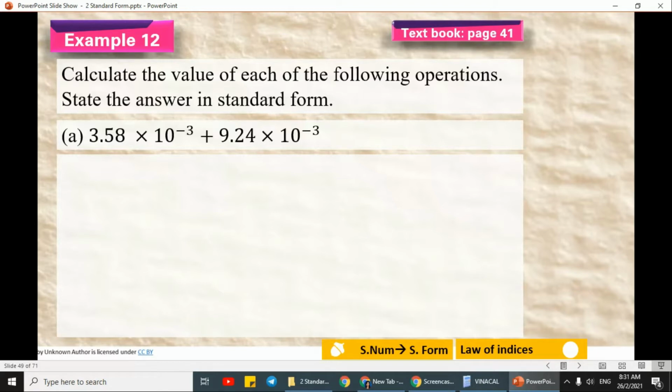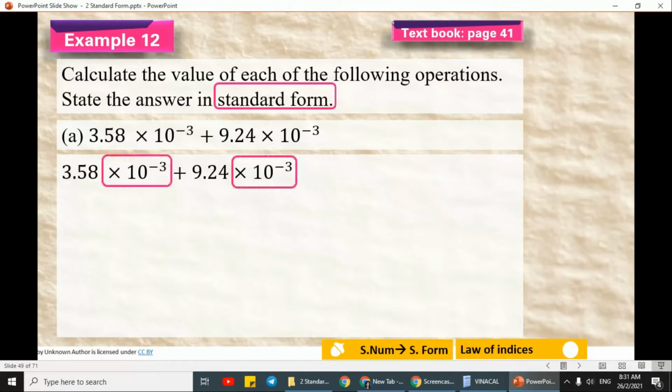Calculate the value of each of the following operations. State the answer in standard form. So make sure the answer is in standard form. Question A: 3.58 multiplied by 10 to the power of negative 2 plus 9.24 multiplied by 10 to the power of negative 4. So let's check here.